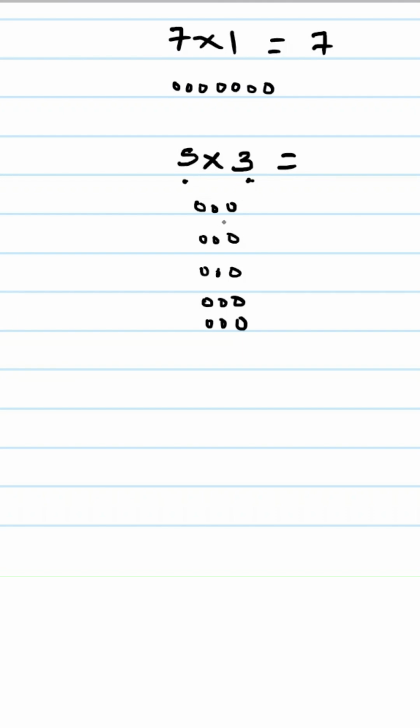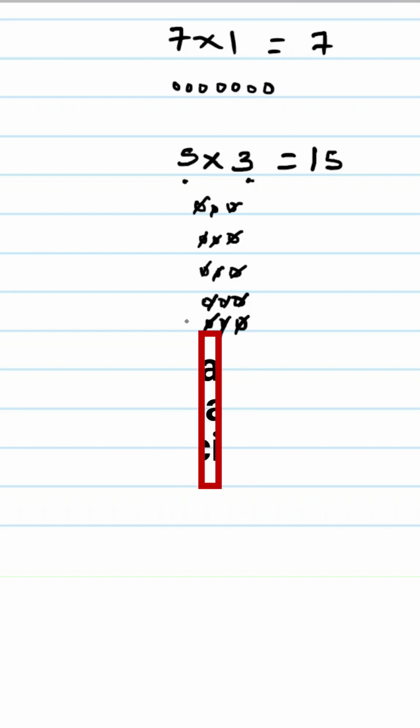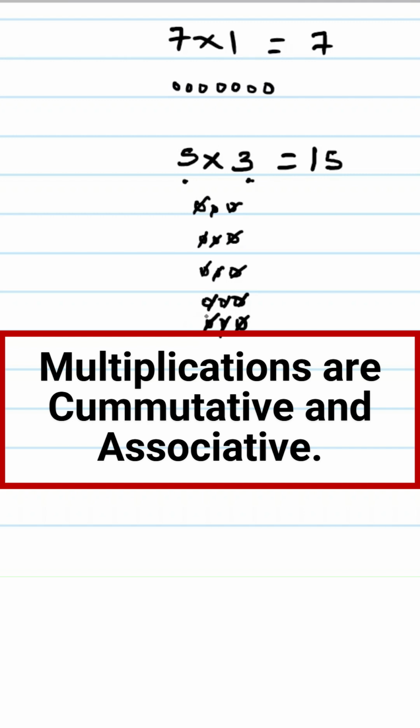So what next? We'll add all together. So we have 1, 2, 3, 4, 5, 6, 7, 8, 9, 10, 11, 12, 13, 14, 15. So 5 times 3 is 15. Now, I want us to note that multiplications are commutative and also they are associative.